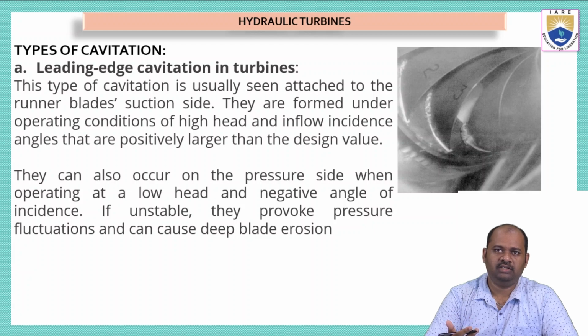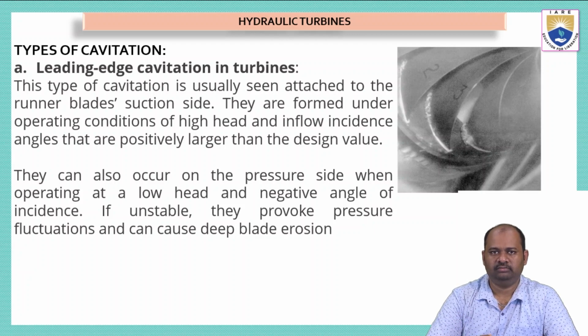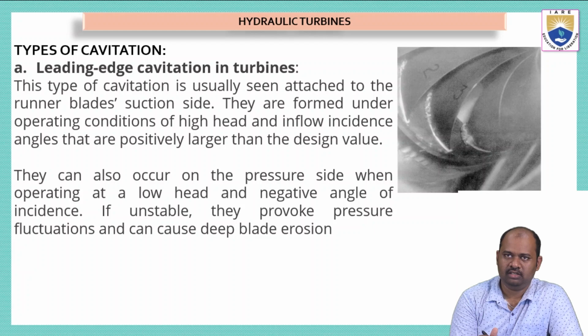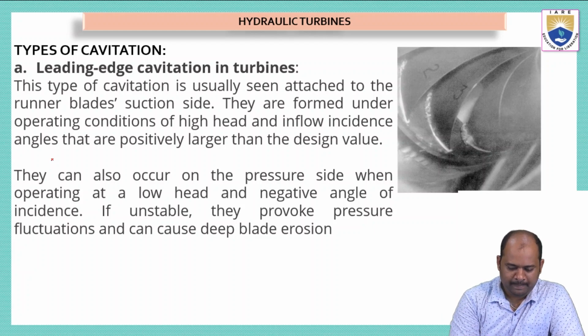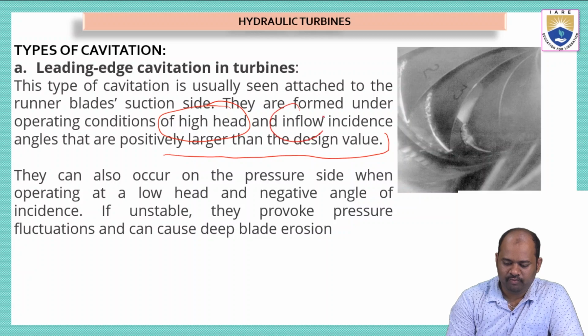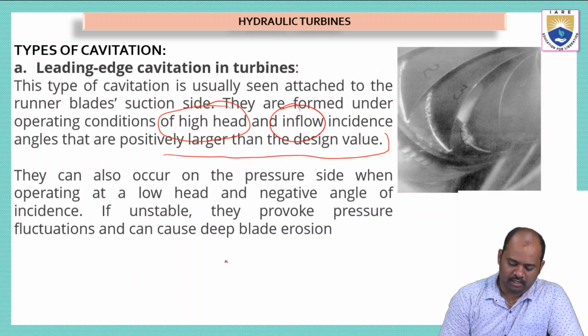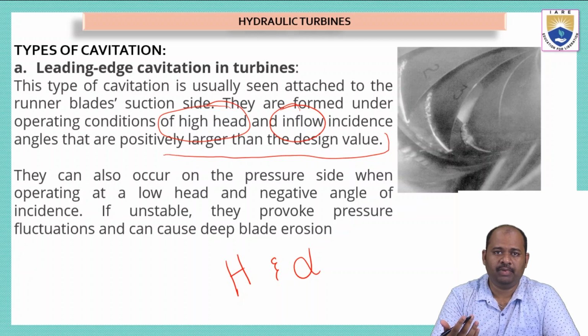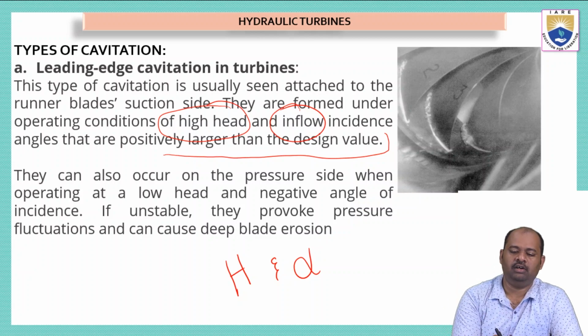They are formed under operating conditions of high head and inflow incidence angles that are positively larger than the design value. See here, this phenomenon, that is leading edge cavitation, is seen on the suction side of the runner blade. On which side we can see the suction pressure, on that side we can see this type of cavitation. When the head and inflow angle, that is alpha, when these two values are very high when compared to the design values, then we will observe this kind of cavitation.